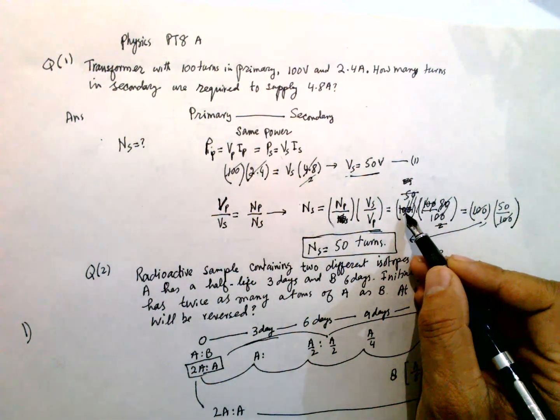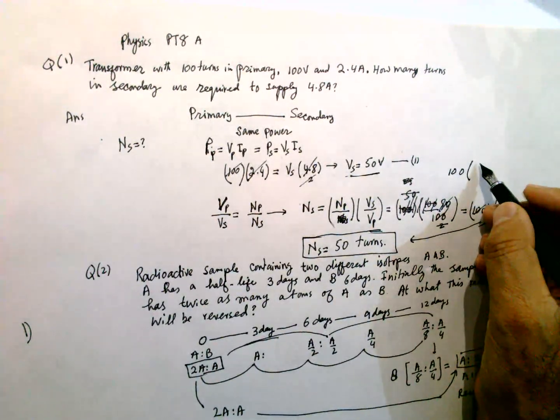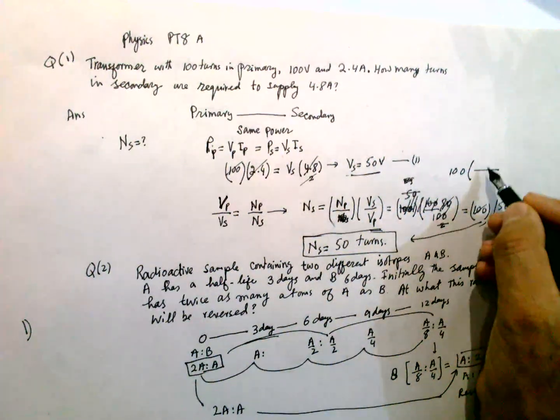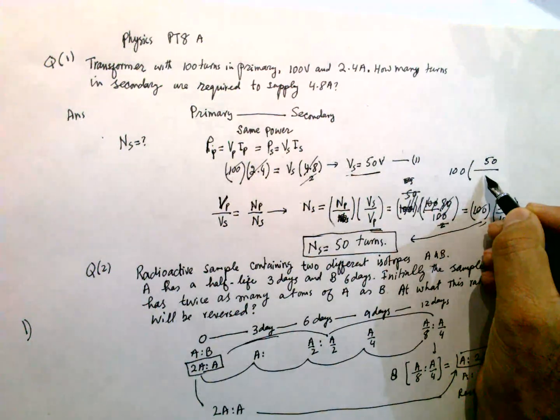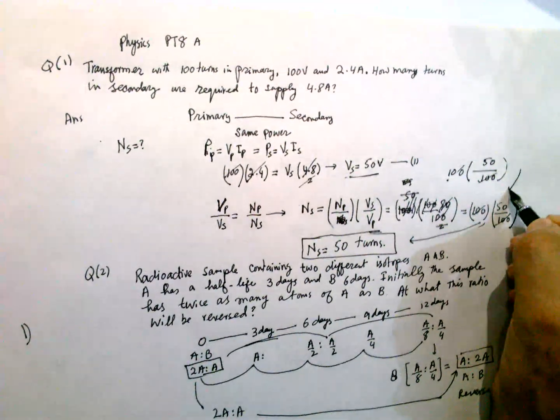Np is 100, so 100 into the voltage in the secondary. The voltage in the secondary is 50, over 100, so 50 turns in the secondary.